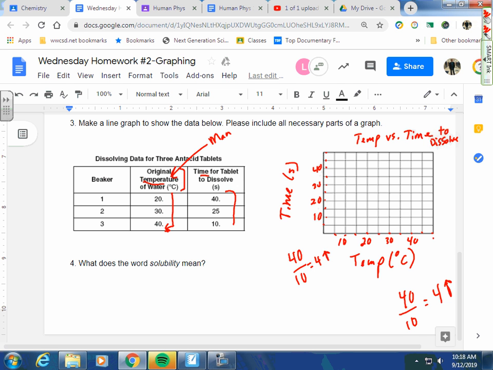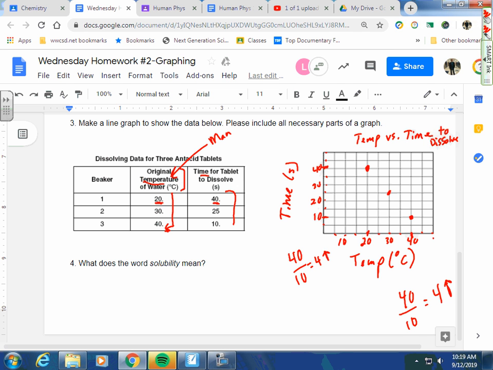So the first one I'm going to plot is a temperature of 20 and dissolves at 40. So here's temperature 20. Here's dissolving at 40. Where do they meet? Boom, right there. Make a point. The next one, 30, 25. 30, go up to 25. Right here. And then the third one, we have an original temperature of 40. So that's here, and the amount of time is 10. So where do they meet? Right here.